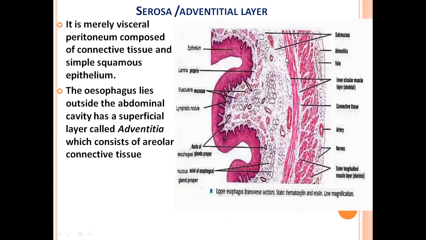Now coming to the outermost layer, which is called the serosa. It is merely the visceral peritoneum, made up of connective tissue, with simple squamous epithelium. The esophagus outside the abdominal cavity has a superficial layer called adventitia. That means in the esophagus we do not have a serosa layer. Instead of serosa, we have adventitia. That means the esophagus has no peritoneal covering.